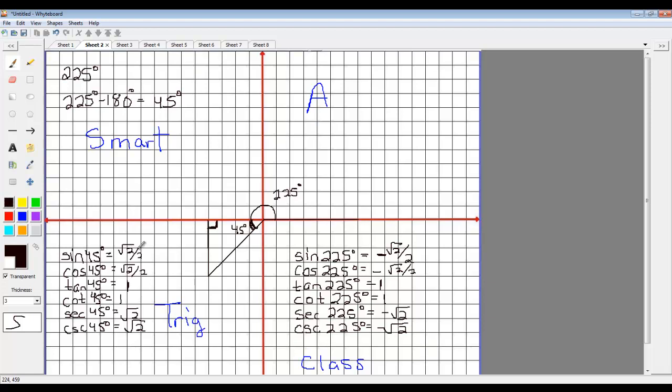So the numbers, the ratios are the same, but the signs you have to watch. You have to watch what quadrant you're in. But knowing your special triangles, special angles, you can figure values out for not just 45, 30, and 60, but also for the angles that would have those reference angles in the other quadrants.